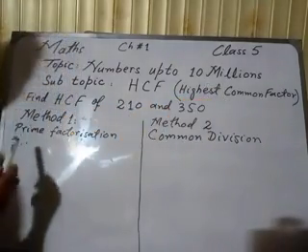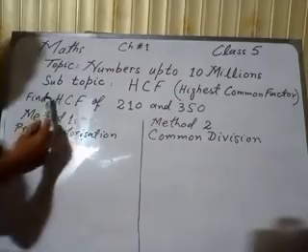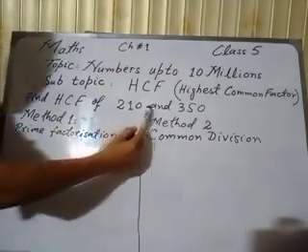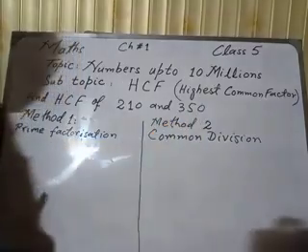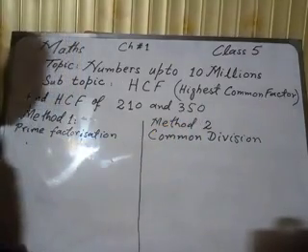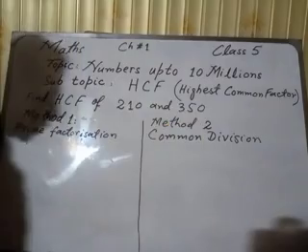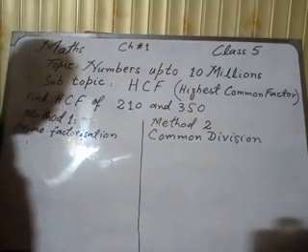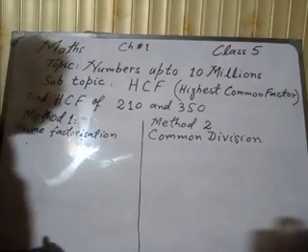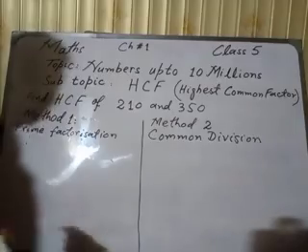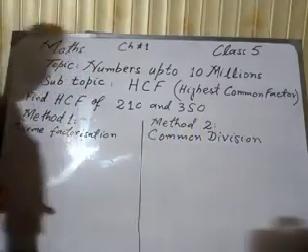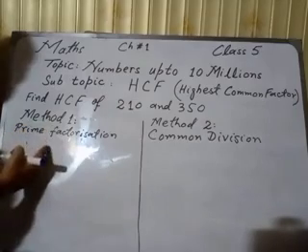For example, we have a question: find the HCF of 210 and 350. You have to do it with two methods. It's your own choice which method you would like to use, but I want to explain both methods to you. The first method is prime factorization.